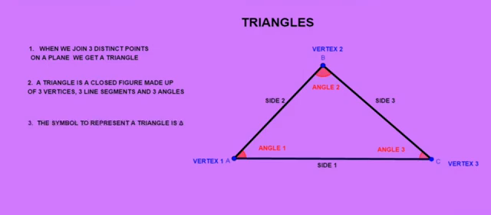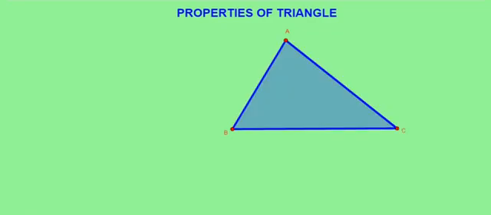Next, the symbol to represent a triangle is, look at here, a small image of the triangle. So this is the symbol of a triangle. So remember all these things: three angles, three sides and three vertices. Okay, clear? Good. The properties of a triangle. First you draw a triangle, that is triangle ABC.